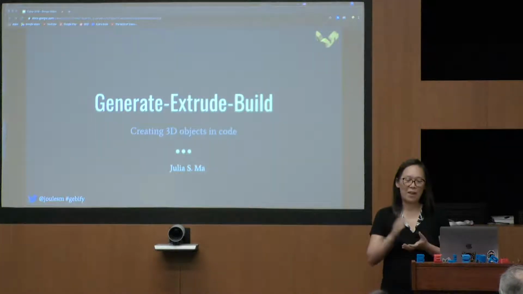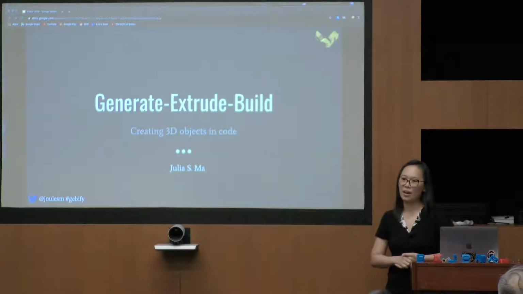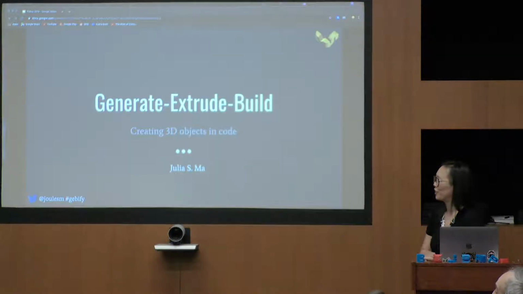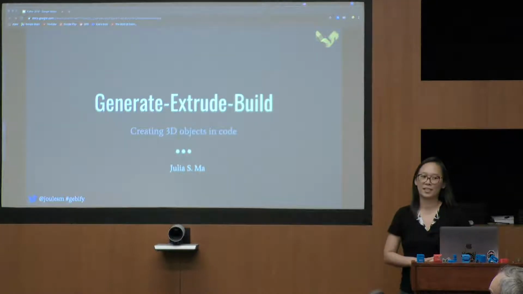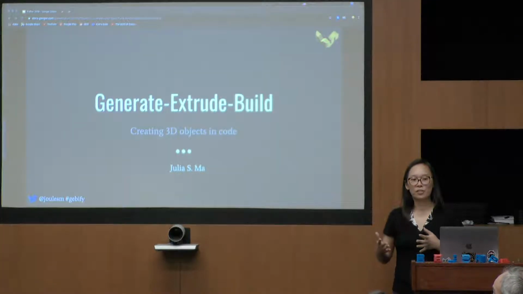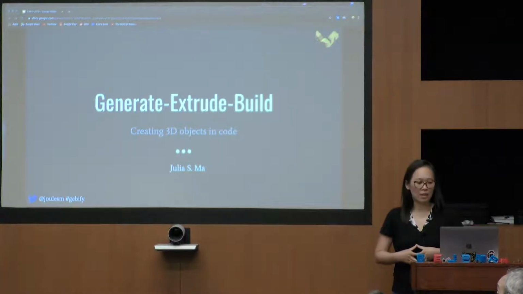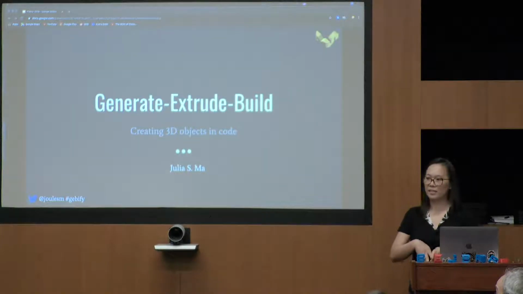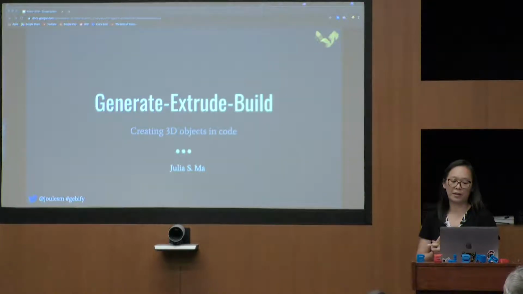Hi everyone. As she said, my name is Julia Ma, and my talk is about generating, extruding, and building, creating 3D objects in code. The title is a reference to Gödel, Escher, Bach, or GEB, which is a book about math and symmetry. This book inspired the project, which became a motivation for learning 3D modeling.